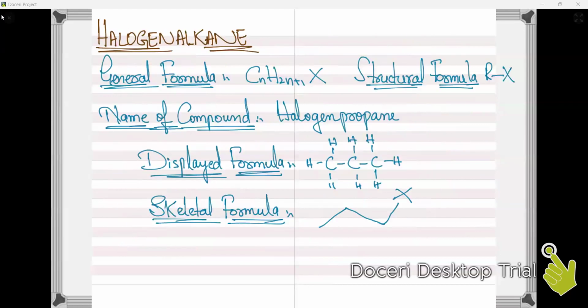After that, we have halogenoalkanes. Halogenoalkanes are CnH2n+1X. What does this X represent? This X represents a halogen. Now, which halogen does this represent? This halogen can be Cl2, it can be F2, it can be I2. This can be anything.